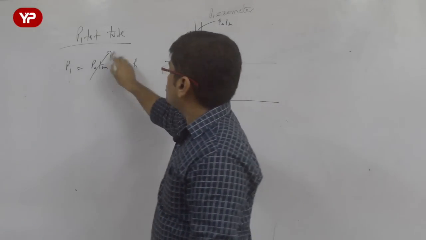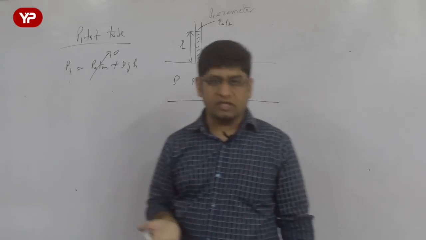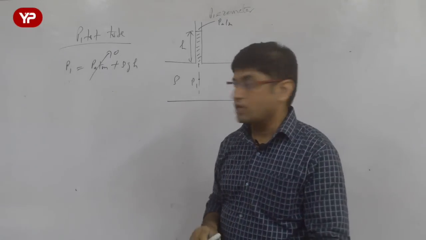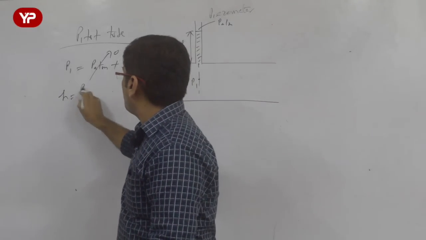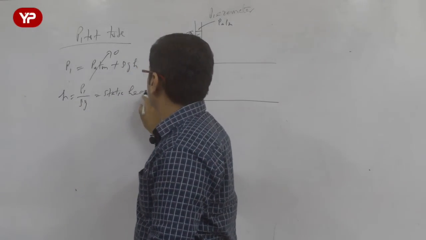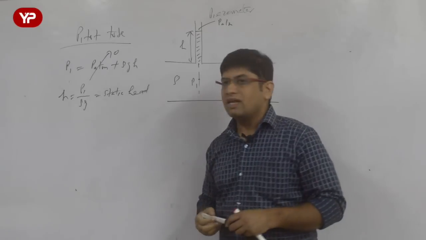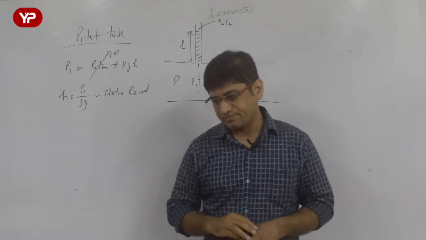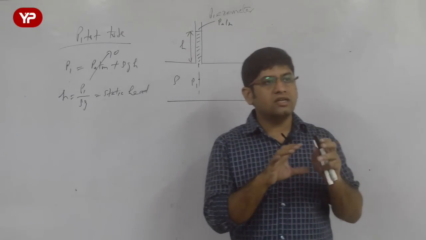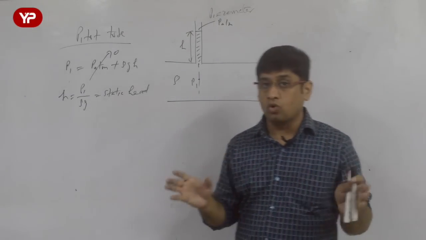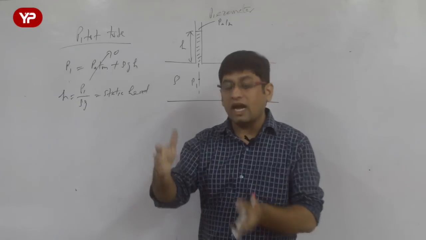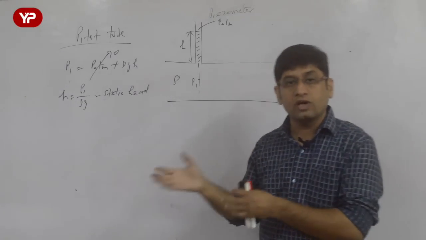Now if I assume P atmosphere to be 0, then P1 is the gauge pressure. It is not absolute pressure but gauge pressure. If I take atmospheric pressure as the reference, that means h is equal to P1 by rho g. This is called the static head. Now many students have a confusion and ask, sir, is static head the pressure in the fluid when it is at rest? The answer is no. Static pressure is the pressure at one section in the pipe, whether the fluid is flowing or not flowing.